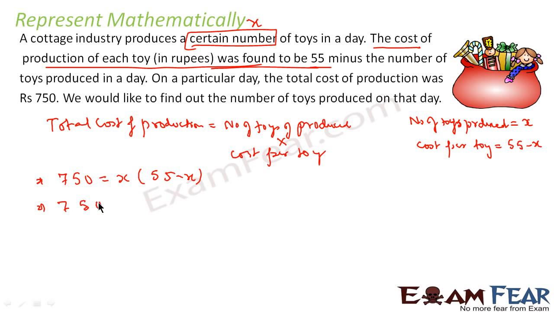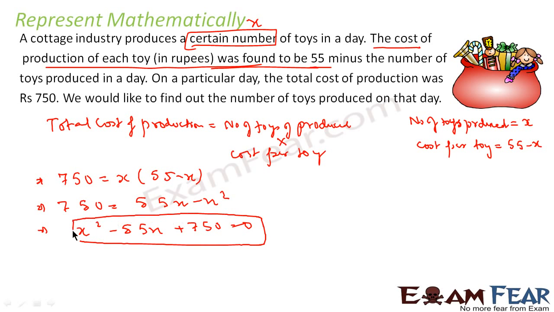Or 750 is equal to 55x minus x square, or we'll take x square this side. I'll get x square minus 55x plus 750 is equal to 0, where x is nothing but the number of toys produced, and this is also a quadratic equation. If you see why, because this is also of the form ax square plus bx plus c, where a is 1, b is minus 55 and c is 750, and we can solve this.